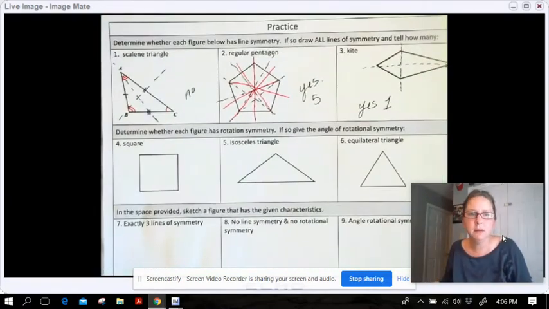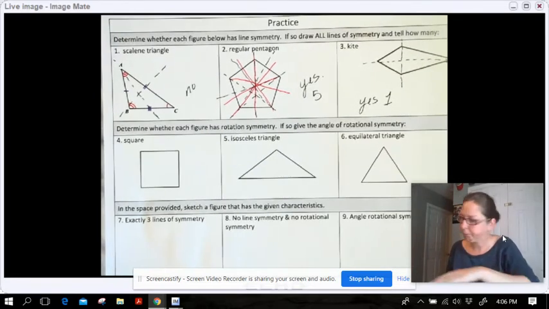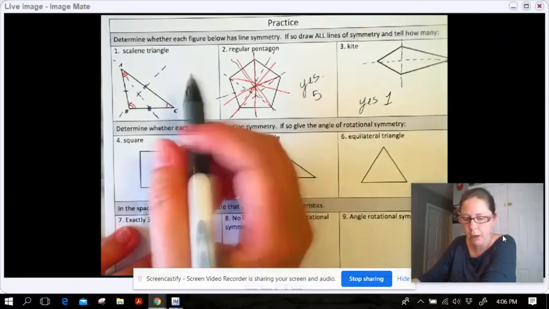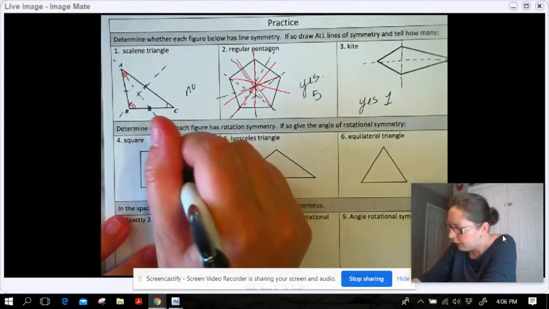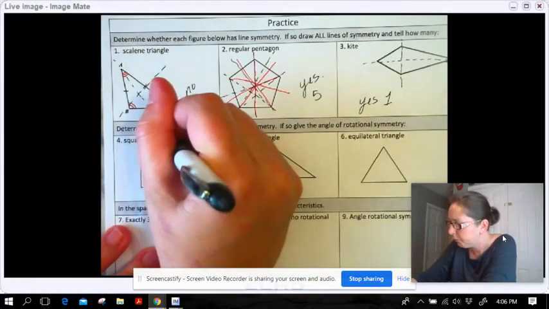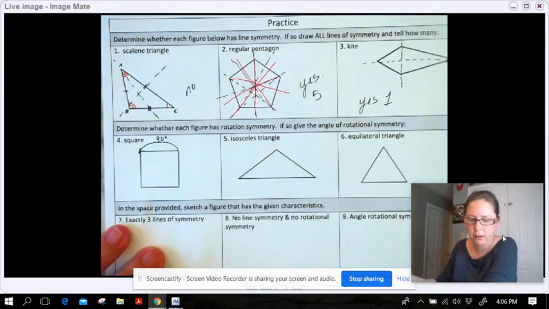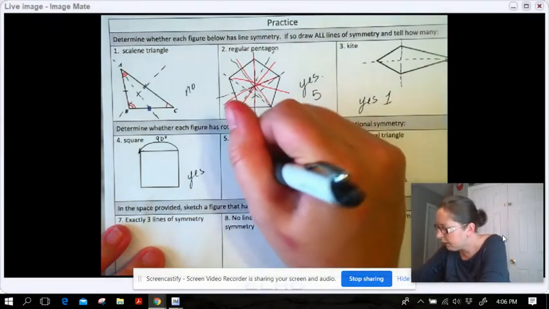All right, let's take a look at the next set of problems. Determine whether each figure has rotational symmetry, and if so, give the angle of rotational symmetry. So I have a square, and this was on the front side of our notes. If I rotate this 90 degrees, it will still look like a square. So this is yes.